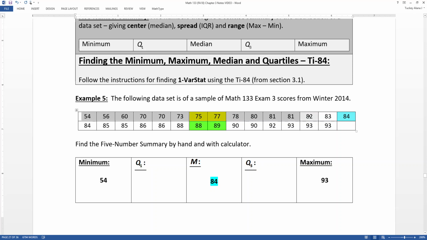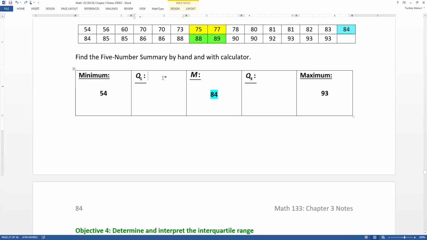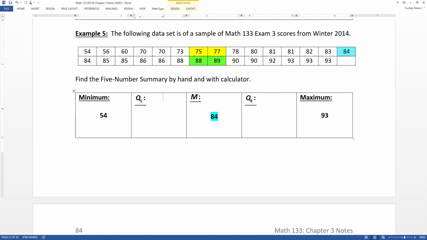Now, let's look at how many data points are below. When you count how many of these there are, there's 14 of them. So you want the median of those 14 numbers. That will be Q1. So Q1 is the median of the bottom half of the data, which really means what you're looking for is the mean of 75 and 77. So if you take 75 and 77, and you add them up and divide by 2, you'll get the Q1.